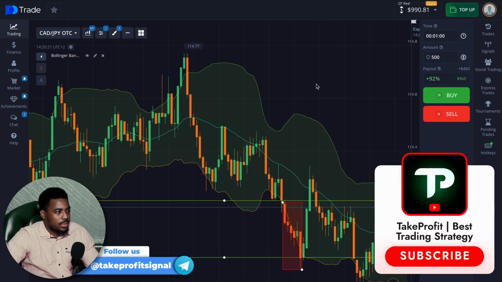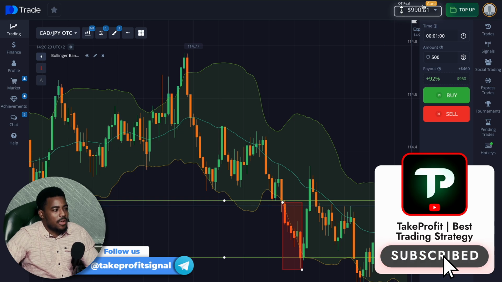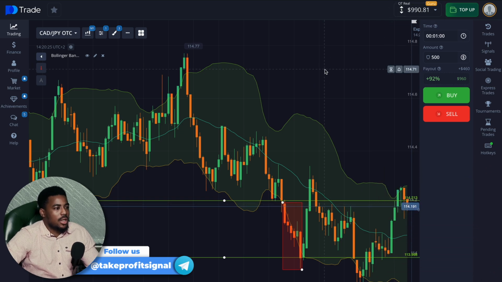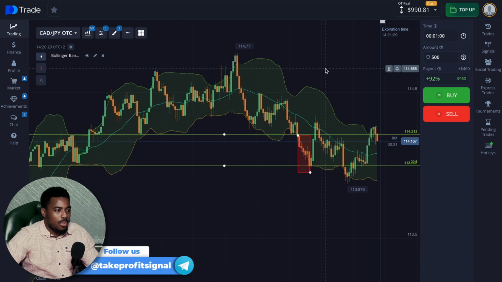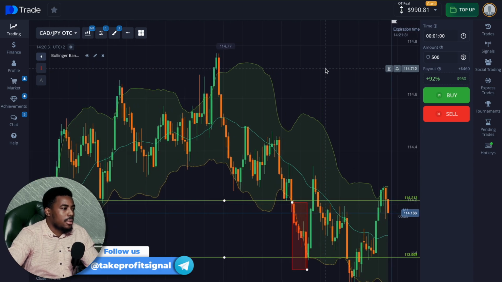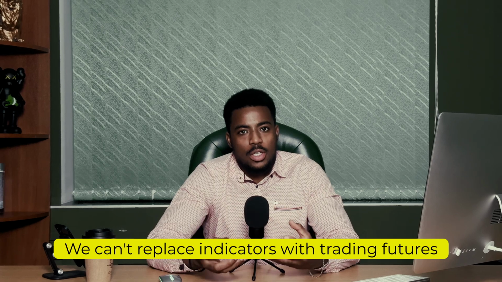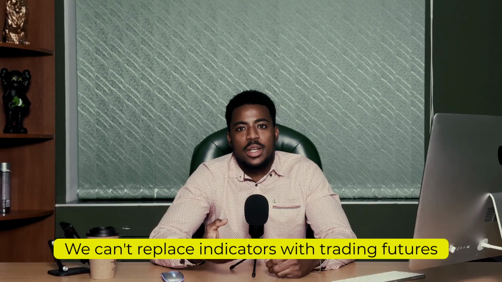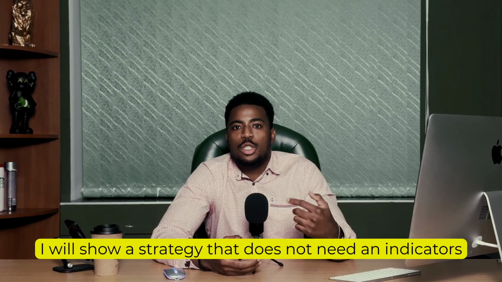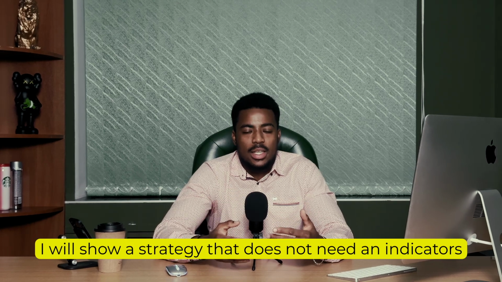Alright, let's get started. My target today will be the $5,000 mark, which means we will have to make 5 X's, and we will have to observe some risk management, because I don't want to trade the whole amount of my deposit. I don't want to lose my deposit because of some ridiculous trade. Unfortunately, we can't replace indicators with trading futures, but I will show you a strategy that doesn't need indicators.